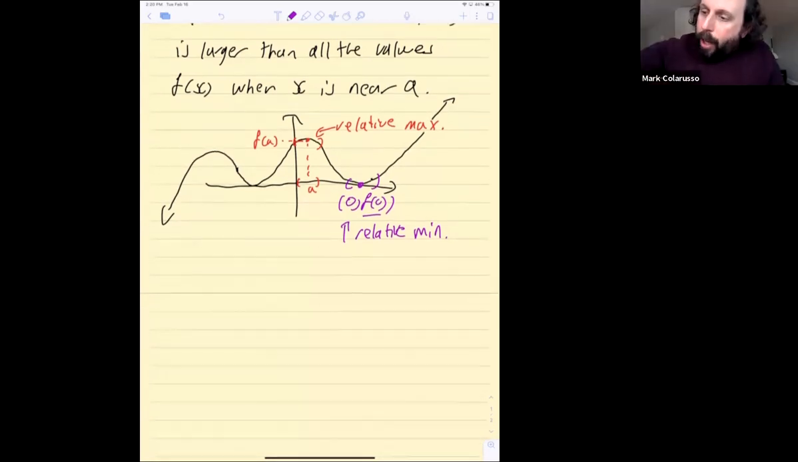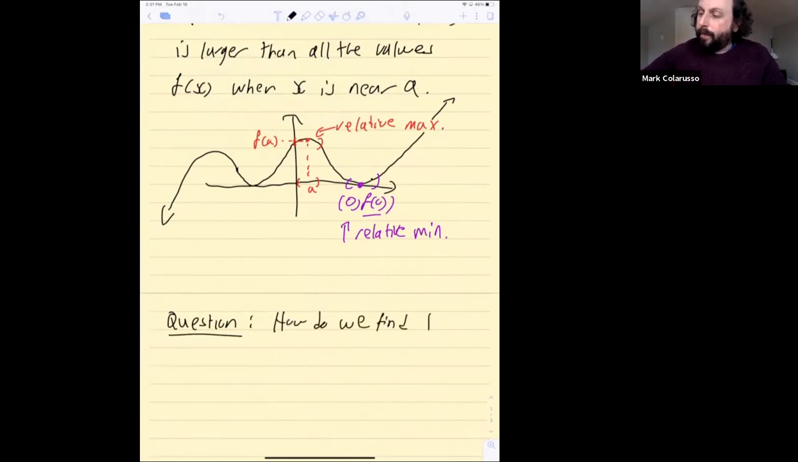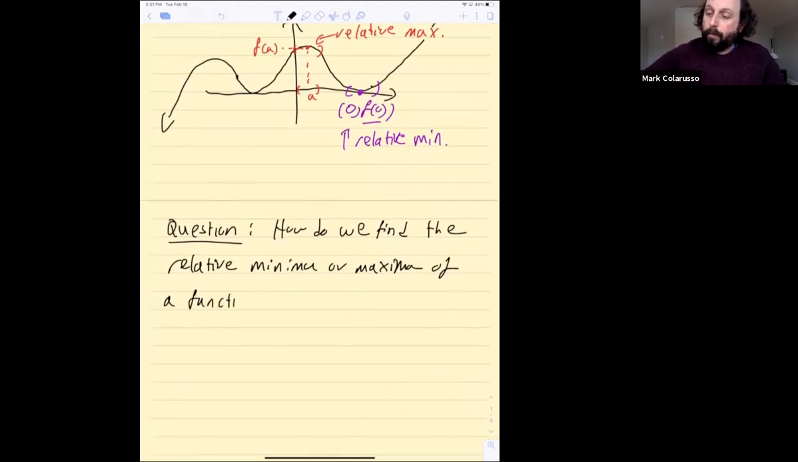And so what I ended the last video on was thinking about what's happening at a relative max or relative min in terms of calculus. So here's the question I want to answer first today: how do we find the relative minima or maxima of a function using calculus?